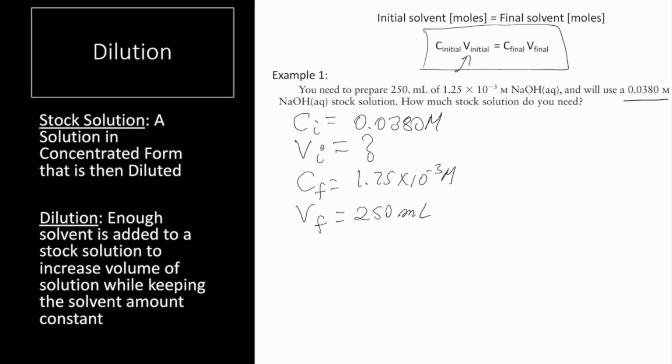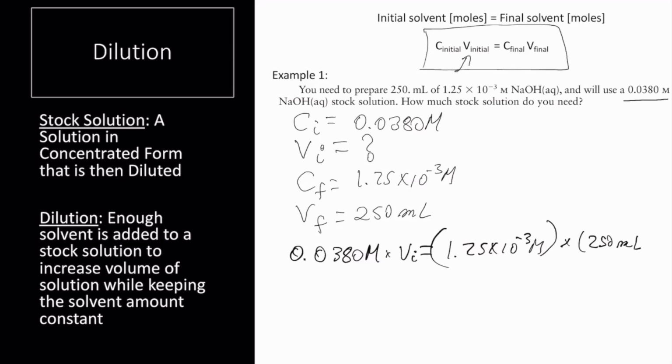So let's set this up. So we have 0.0380 molar times initial volume, which is the unknown. And on the right hand side we have 1.25 times 10 to the negative 3 molar times 250 milliliters. Remember that I'm keeping the units of volume in milliliters because I'm expecting my final answer of the initial volume to be also in milliliters. So let's see how that happens.